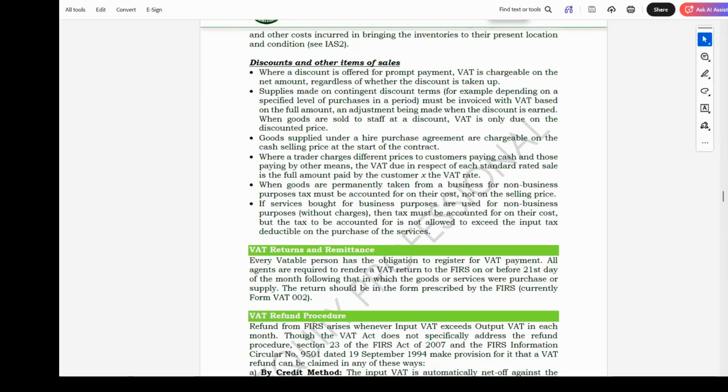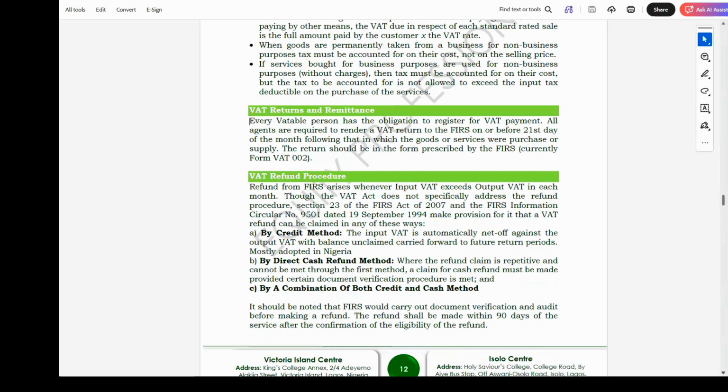I told us that when your input VAT is more than your output VAT, you are expected to get what? A refund. The refund can be in three forms. It can either be by the credit method. Credit method in the sense that, let's say in January, we know that the VATable period is for a period of 1 month. So let's say in January you are supposed to get a refund. That refund you can use to set off the VAT you are supposed to pay in February, for subsequent VAT payable. So that is the credit method.